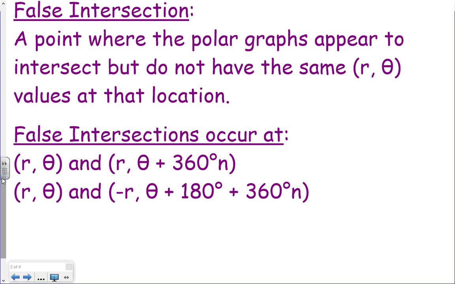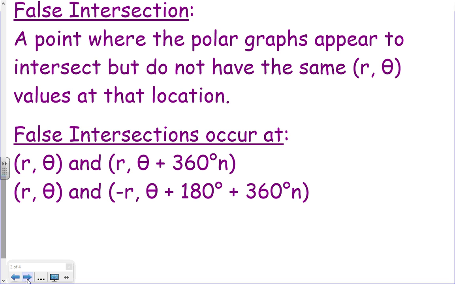Or it could be the case that these are in opposite quadrants here. So r theta could be a point on one curve, but then when I jump over to the other curve, it could be the opposite of r and theta plus 180, and plus some coterminal angle to that even. Could be the point on the other curve. And again, notice that the r values are definitely not the same here, and the theta values are definitely not the same. So these cannot be intersections. These are where our false intersections are going to occur, when these types of things happen.